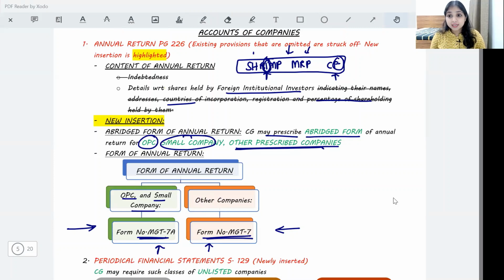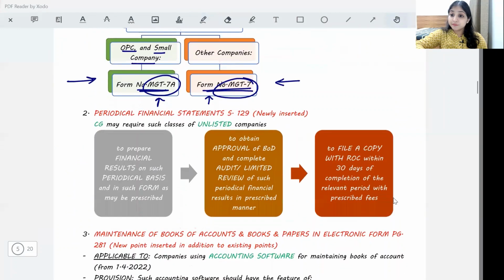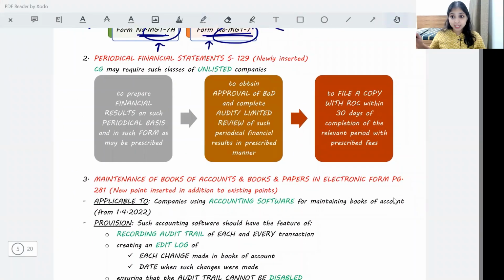nevertheless, under the contents of annual return, the indebtedness point has been removed, and details with respect to foreign institutional investors, still it has to be there in the annual return, but this part has been excluded. All right, second point, in case central government thinks it is required, central government may prescribe a different form for the annual return for one-person company, small company, and other prescribed companies. So accordingly, for one-person company and for small companies, you have a different form. You have form MGT7A, and for all other companies, you have form MGT7. Okay, so this was my first amendment under the accounts chapter about annual return.